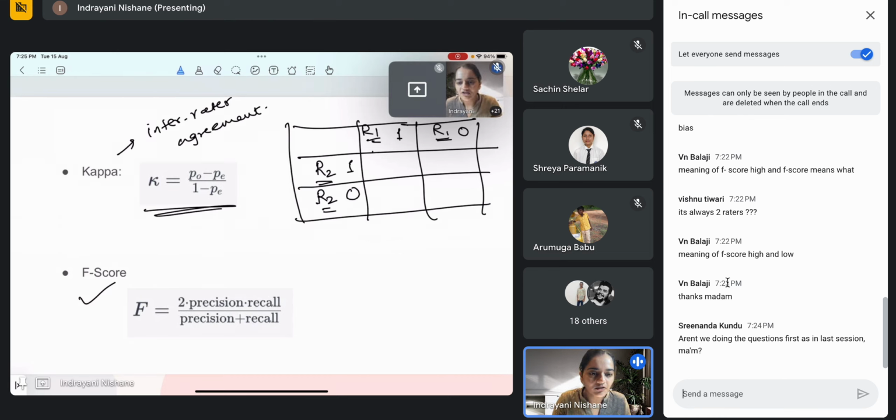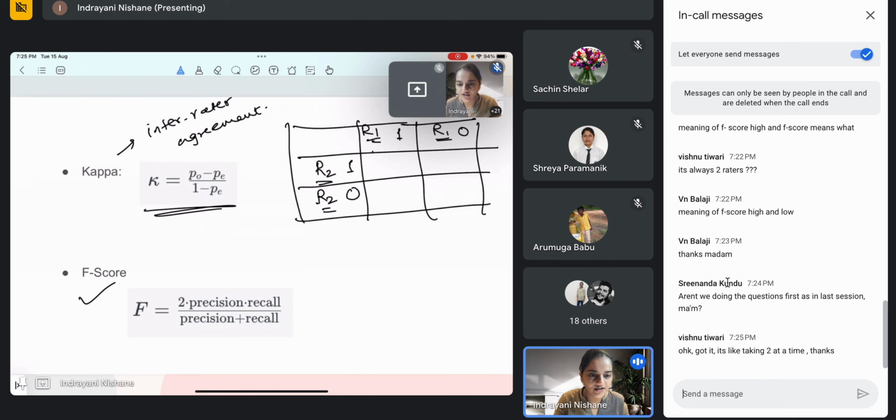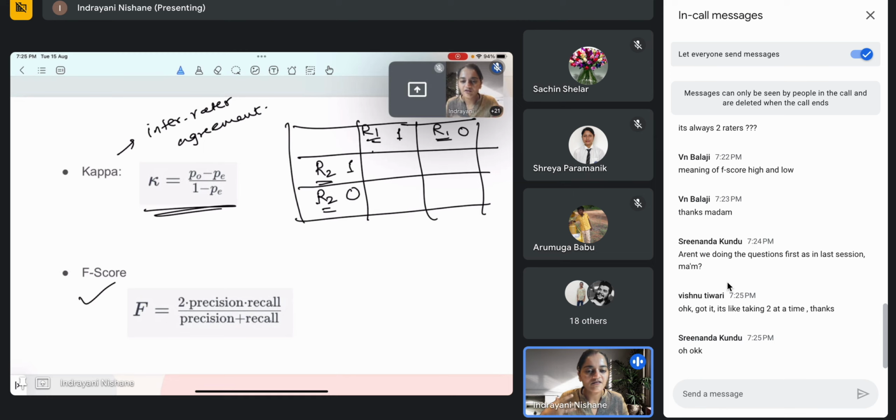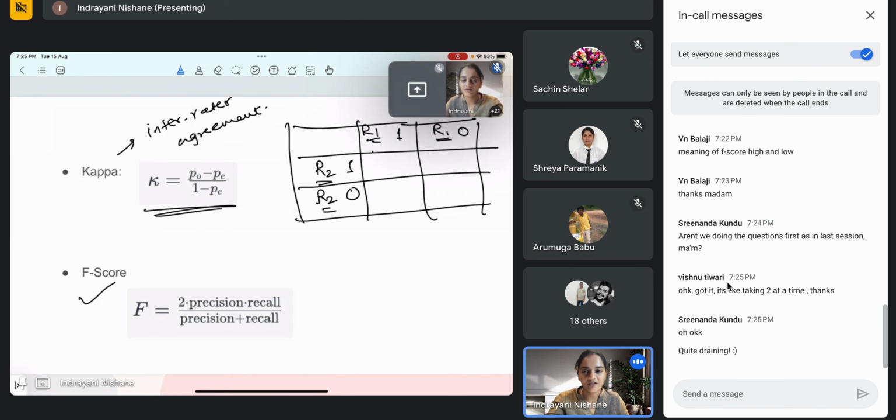In the last session also, Srinanda, we did this revision first and then moved on to the questions. Because it is always easier to have some idea of what we are jumping into rather than directly jumping in. But this week the theory part is really difficult to grasp if you have not gone through the lectures. So that's why I'm spending more time on this part.